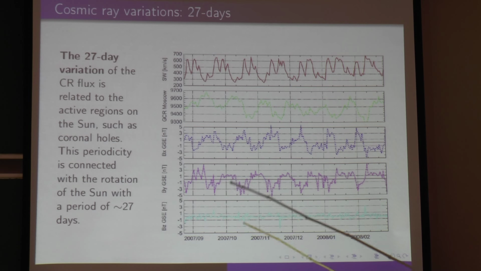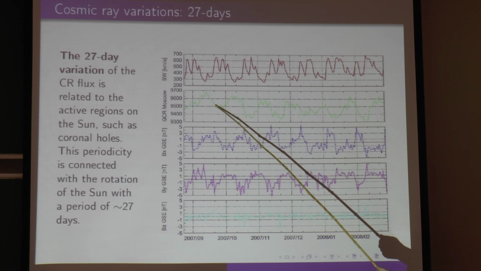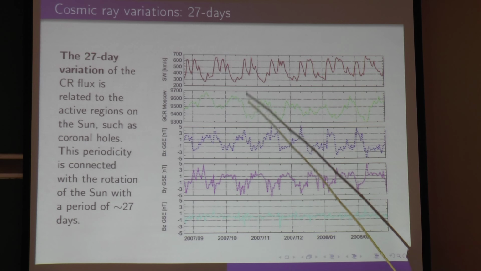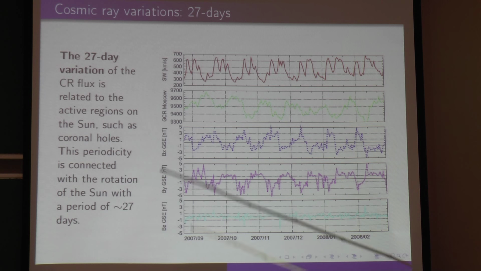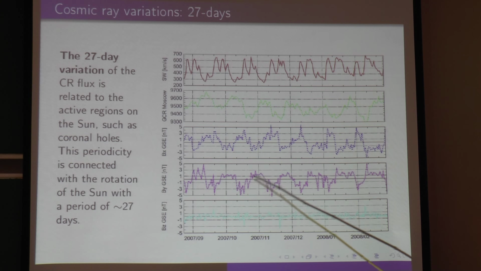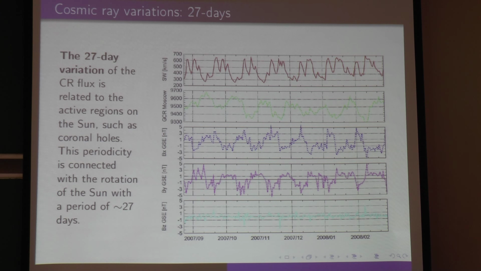Here we can see cosmic ray intensity measured by the Moscow neutron monitor, and we can see other parameters measured near Earth: solar wind speed and heliospheric magnetic field components, and they also have a similar variability. Also 27 days.